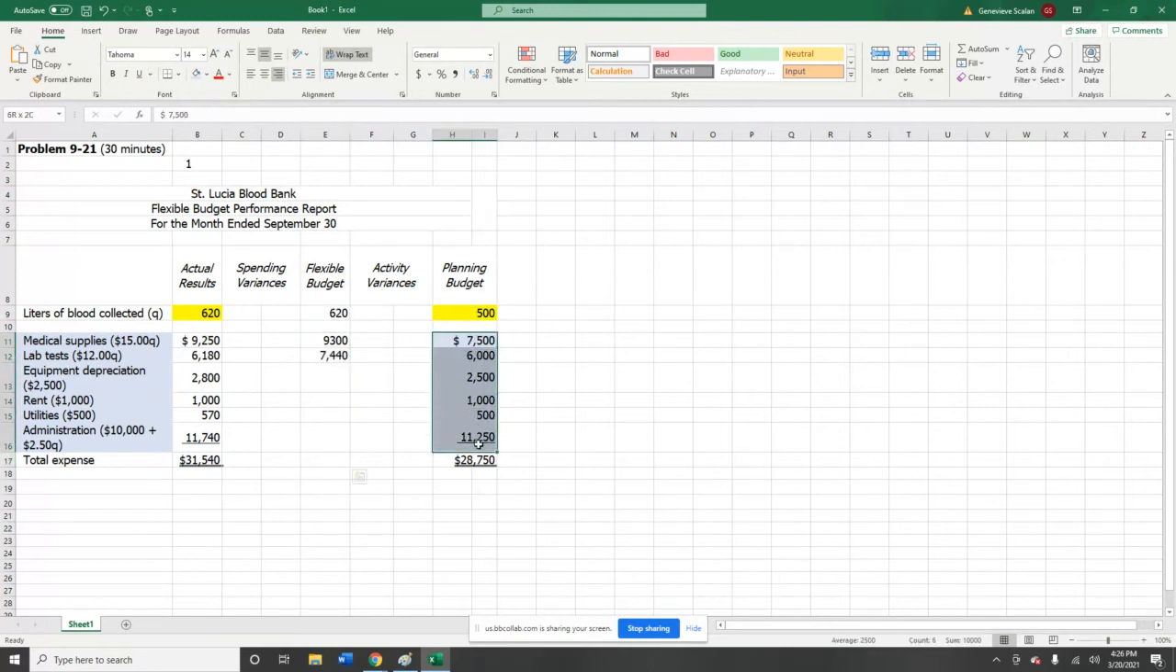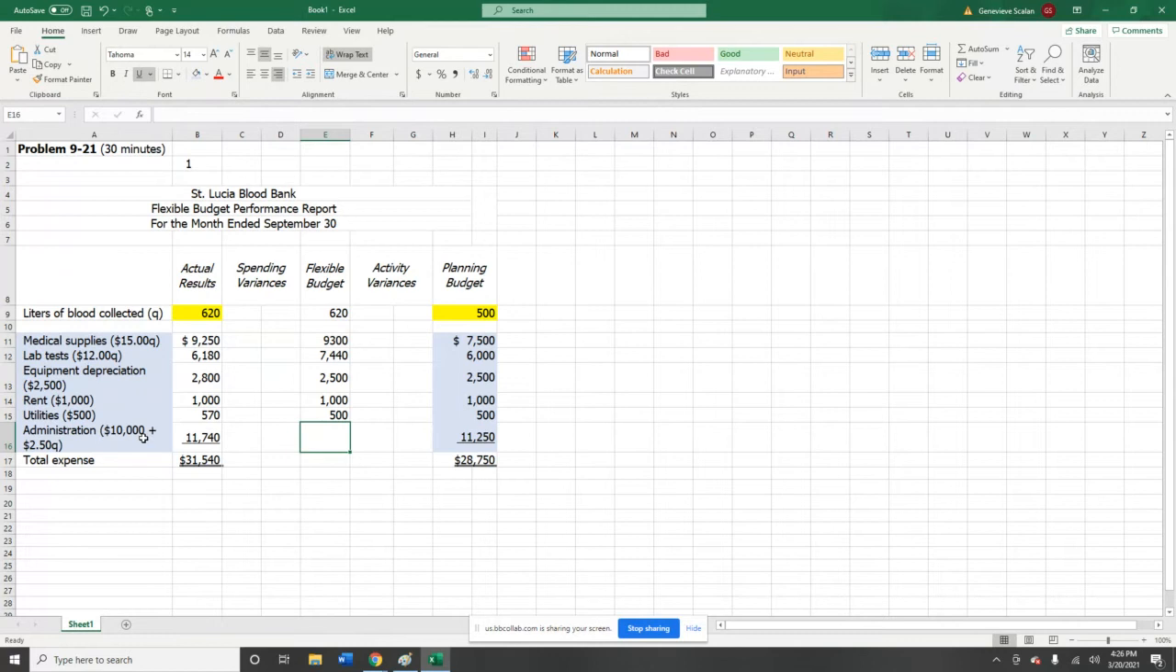So based on the same numbers I used to predict these, 15 per quantity for supplies, 12 per quantity for lab tests, and so on. If I had known we would do 620, my planning budget would look like this, okay? So this is equal to just $2,500, right? And this is fixed, this is 1,000. Utilities are fixed, they're 500.